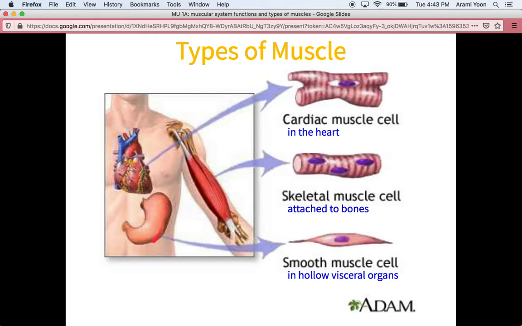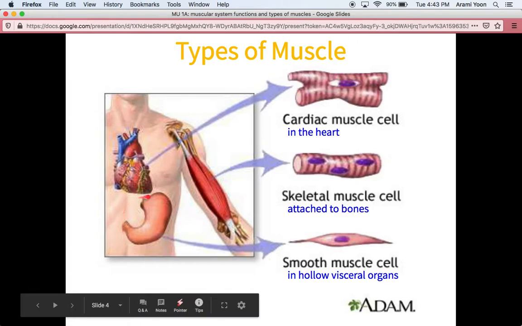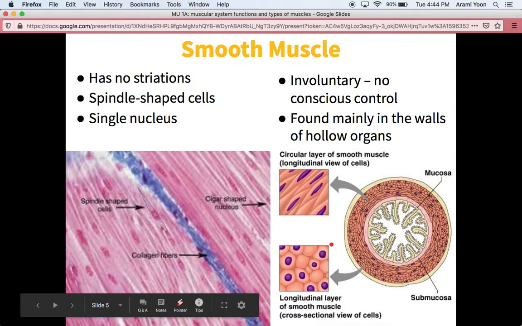And then last of all, in places like your stomach or in other hollow visceral organs like your esophagus, your intestines, where it's hollow on the inside and it's one of your vital organs, these are lined by smooth muscle cells, which are shaped like spindles. Notice that they are not striated or striped the way that the other two types are, and they only have one nucleus in the center. We're going to start with smooth muscle.